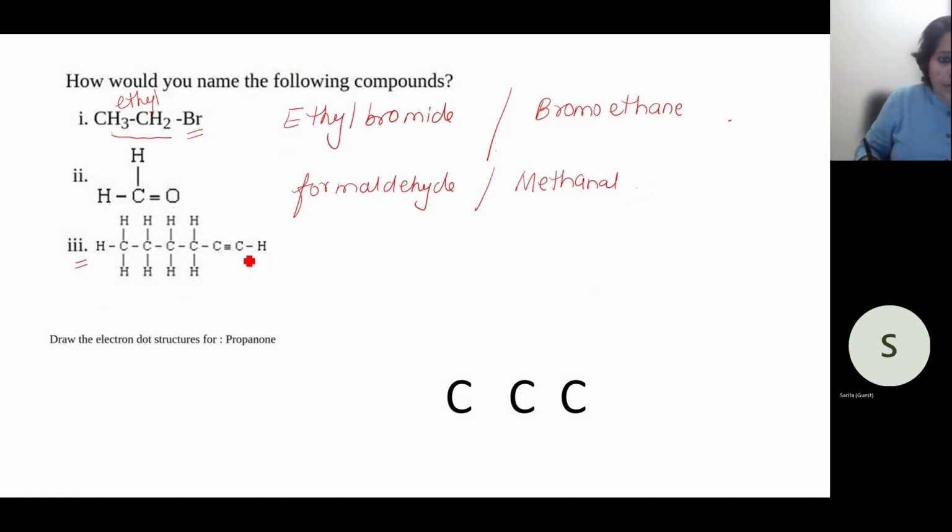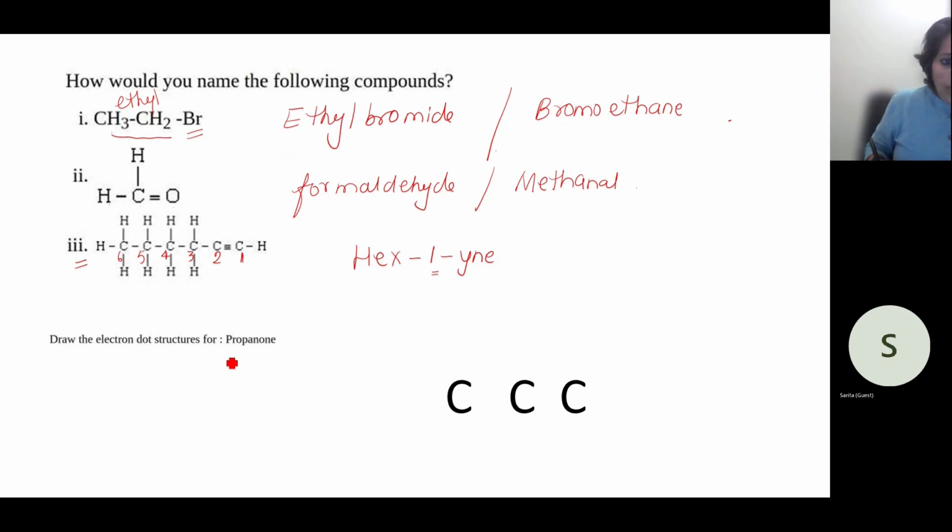Next compound. Let's number the carbons 1, 2, 3, 4, 5, 6. Six means hex. Then there is a triple bond at the first carbon. We have to count this triple bond from the first, not from the second. So triple bond means the name ending will be "-yne". So hex-1-yne, because 1 indicates the position of the triple bond.